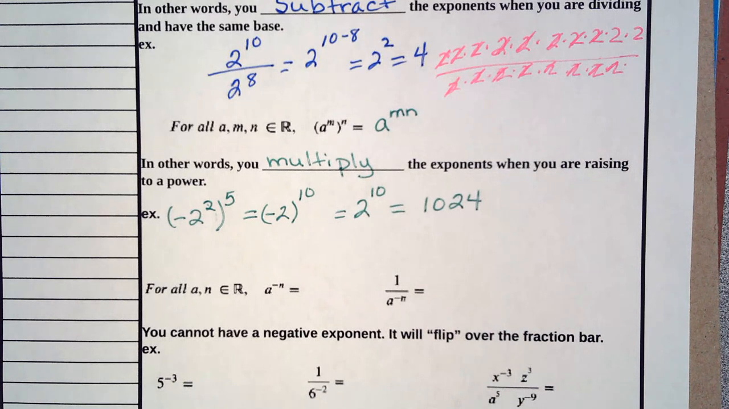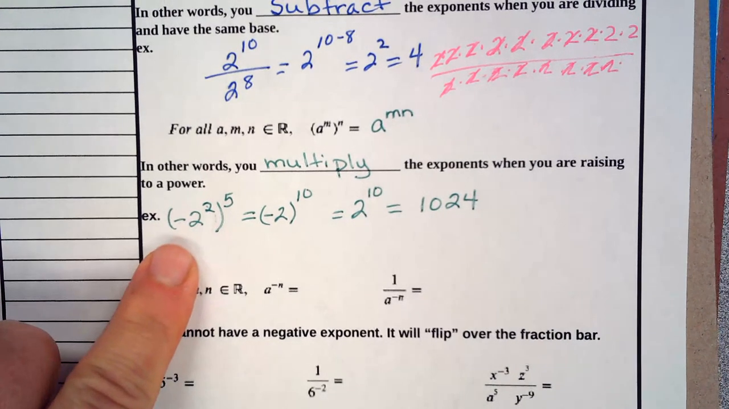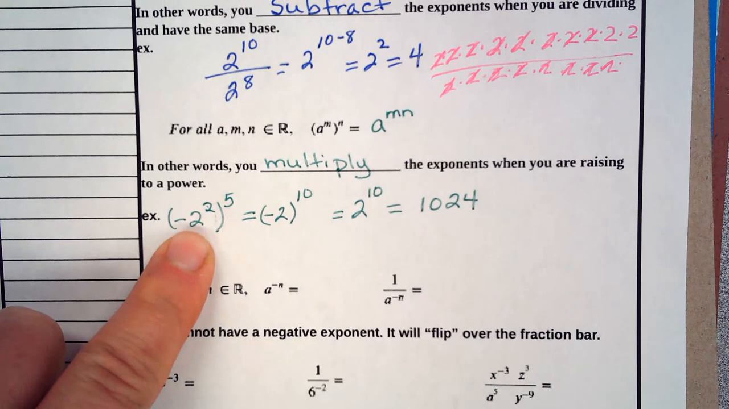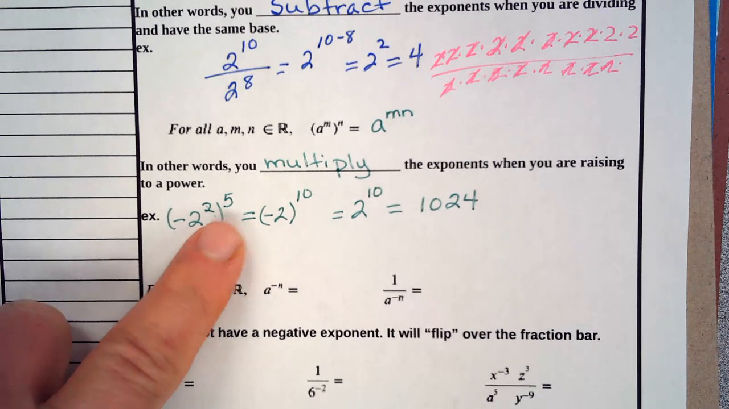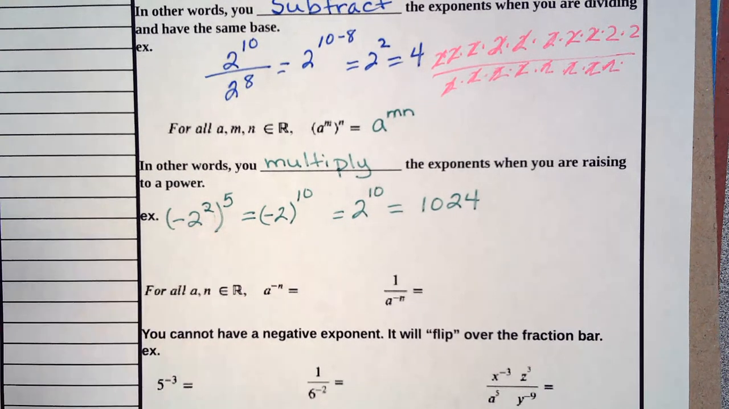So, if you wanted to think about what it looks like, you've got -2 squared, so that gives you 4. We've got 5 factors of 4.